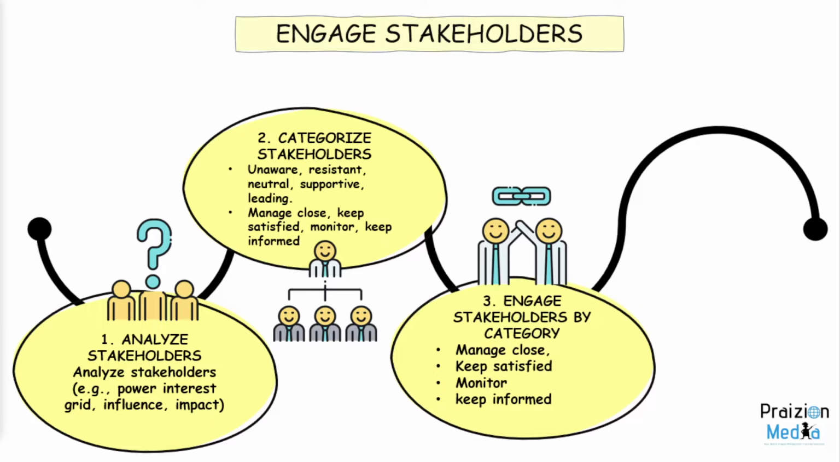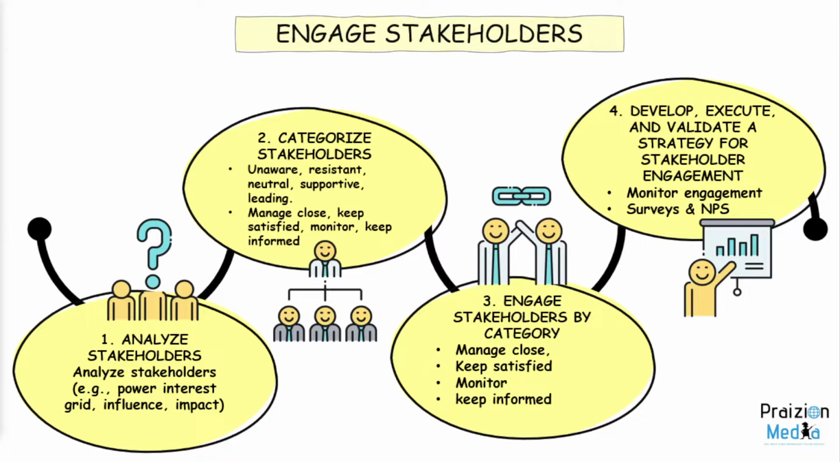Going to the third enabler, we have engage stakeholders by category. So depending on those categories, you engage those stakeholders. You engage them to move them from unaware to perhaps supportive or resistant to even neutral. It really depends on what you're seeking to do. But you can take these categories from the second enabler and you can proactively engage stakeholders to move them from where they are to where you want them to be, or maybe you just need to keep them there. That's what you do in the third enabler.